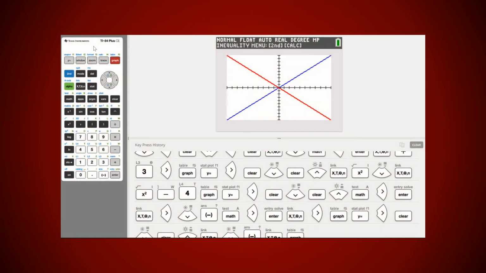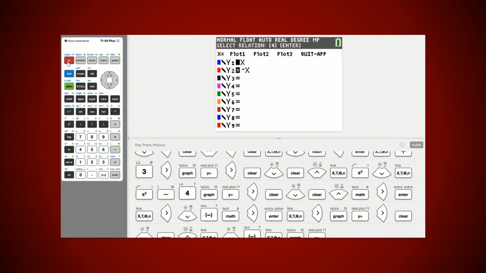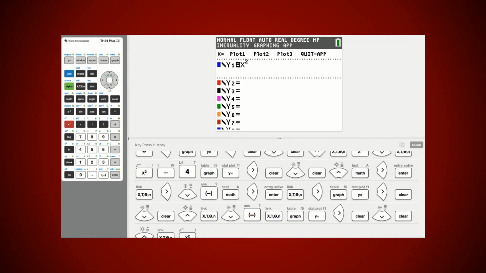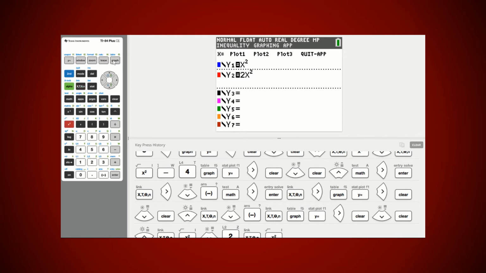All right, so again, as promised, we're over here on our graphing calculator, and I'm going to clear out what we got. And I first want to graph the parent function, which is a quadratic, which is just x squared. And then we're going to graph this transformation, this dilation, as 2x squared. Let's jump over to our graph and see how this appears.